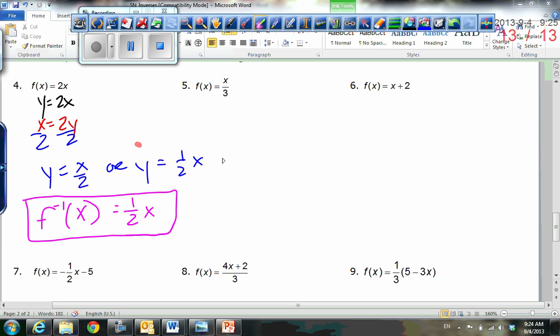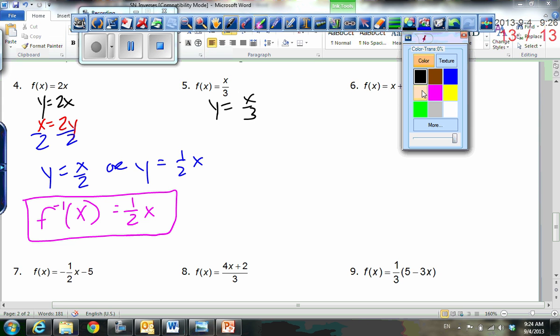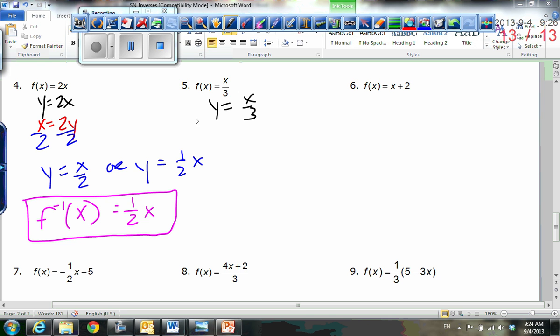What else we got? Any other questions? All right, number 5. What's the first step? Write it. y equals x over 3. Next step, reverse. So x equals y over 3. And then multiply everything by 3.